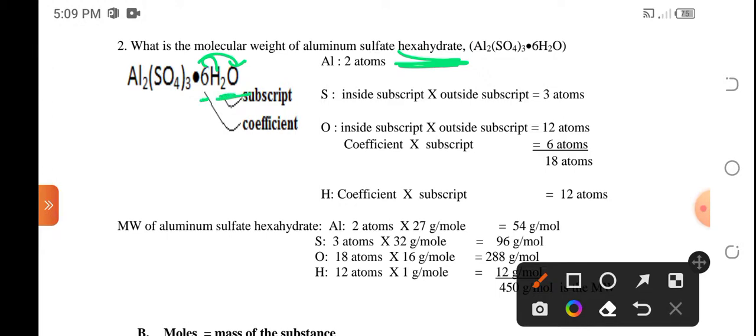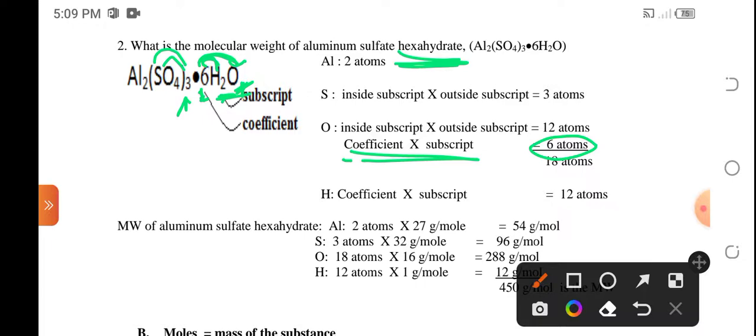So, that 6, just like the outside subscript, which has been distributed to the element inside the parentheses, this 6, on the other hand, the coefficient of 6, should be multiplied to the element that follows it. So that 6 should be multiplied to the subscript 2 for hydrogen and subscript 1 for oxygen. So we have here coefficient multiplied by the subscript. So the subscript 1 for oxygen should be multiplied to 6, kaya meron tayong 6 here.